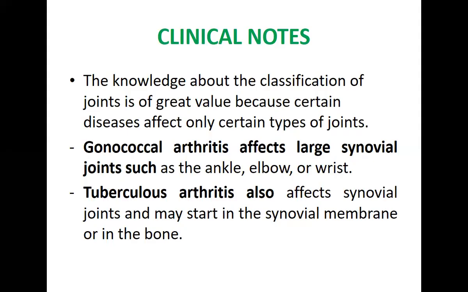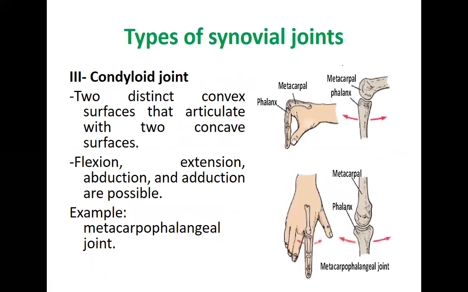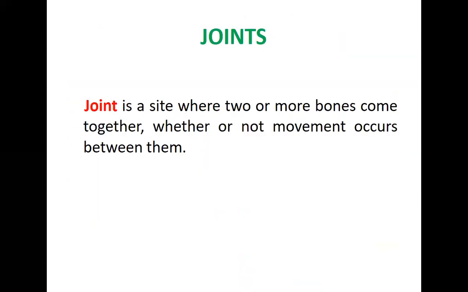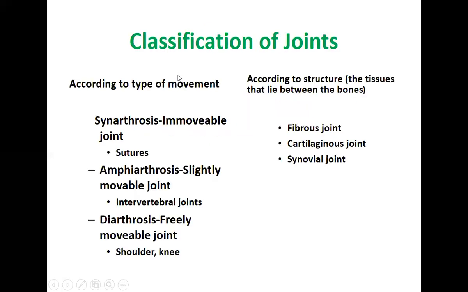So this is all about this lecture where we discussed the different types of joints. Okay, so I will just show you. I told you about the definition: where two bones come together, that is called a joint. Then we discussed the classification, two types: one depending on movement and one depending on structure. Depending on movement, there are three types: synarthrosis, amphiarthrosis, diarthrosis. Depending on structure: fibrous, cartilaginous, synovial.